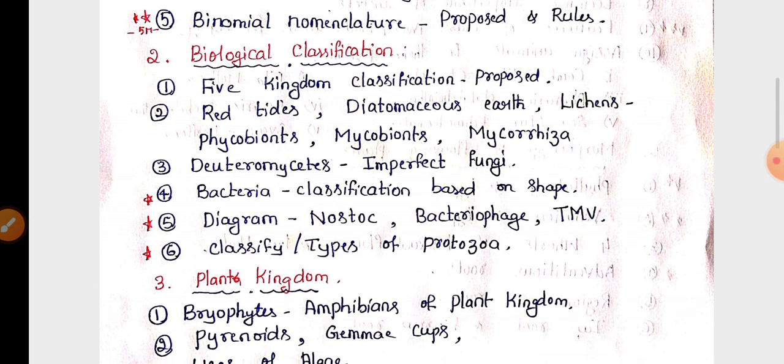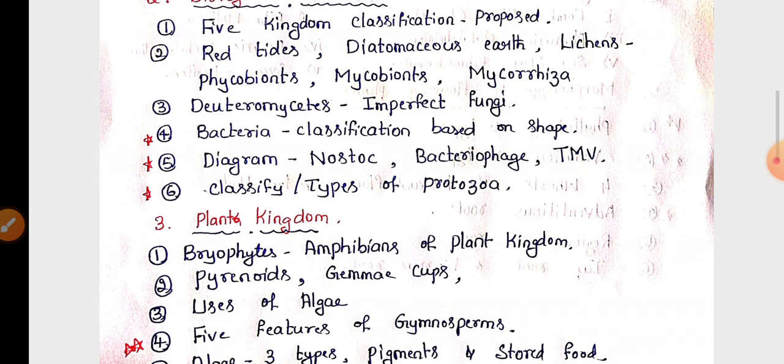Second chapter is biological classification. So who proposed the 5 kingdom classification, on what basis, they may ask. The definition of terms like red tides, diatomaceous earth uses, lichens definition, then phycobiont, mycobiont definition, mycorrhiza. They may ask Deuteromycetes, which is the fungi imperfecti.